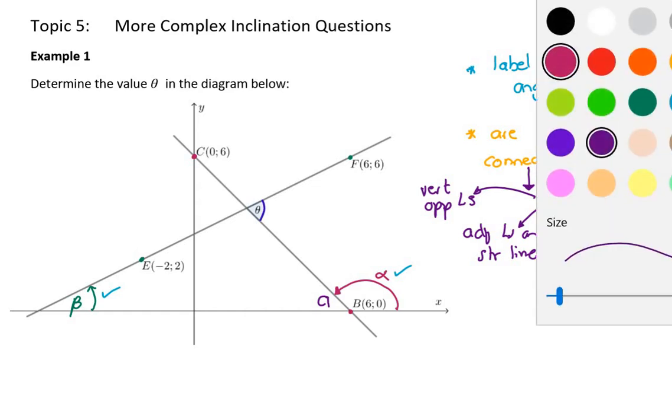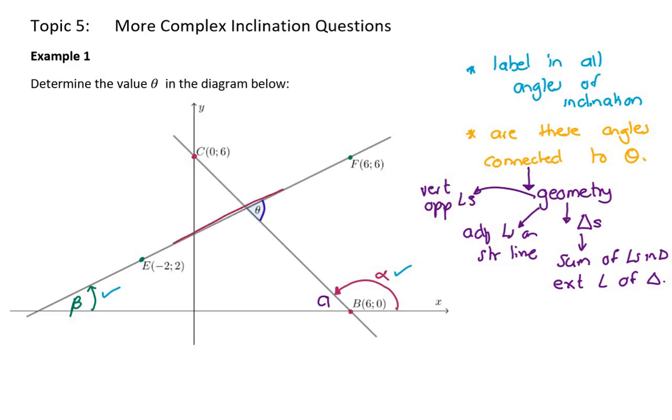Well, that could help me because then theta is what's called the exterior angle of this triangle, because that is the angle outside, and I could say, well, theta equals a plus beta, because the exterior angle is equal to the 2 interior opposite angles added together. So my plan could be work out alpha, work out a, work out beta, and then get to theta.